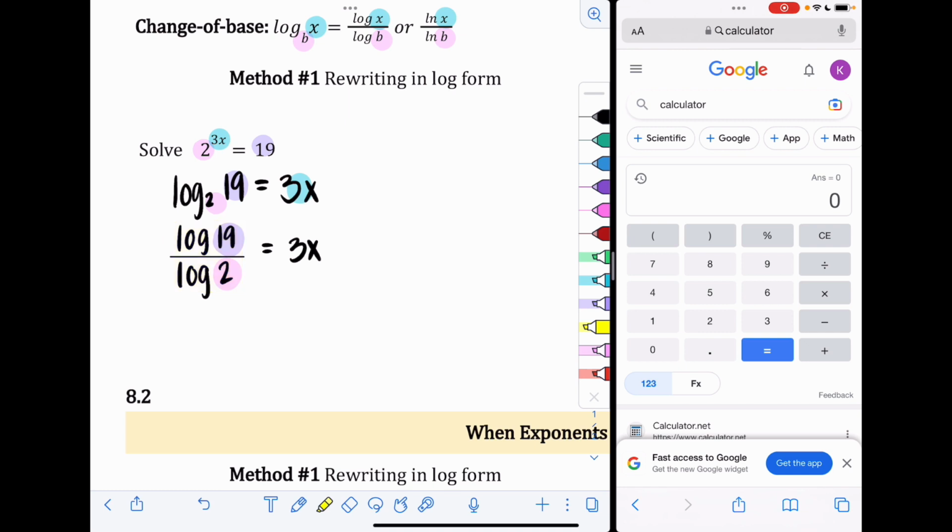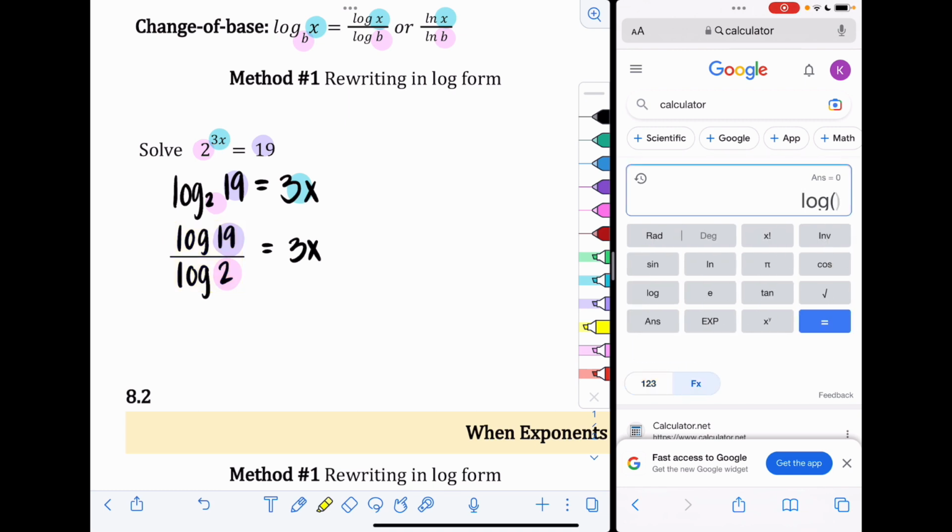So we'll do log of 19, and if I want to do it all in one step, I need to close the parentheses. So log of 19, and then close parentheses, and then divided by log of 2.